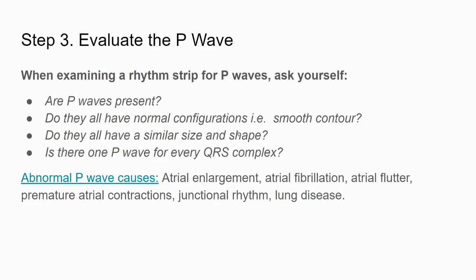Step 3, we're going to evaluate the P wave. Okay, so start with the P wave. We're going to say, are the P waves present? Okay, because they may not be present. Somebody who has atrial fibrillation will not have a P wave.